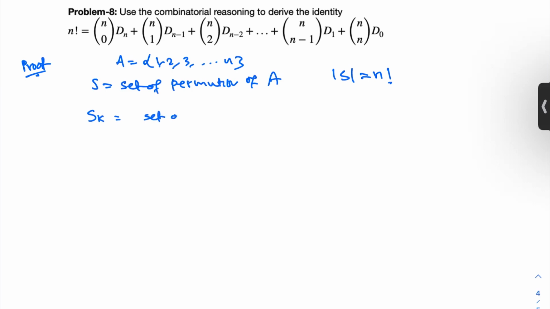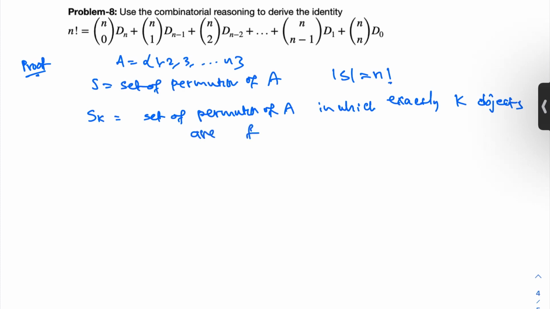Set of permutations of A in which exactly k objects, that means k numbers from 1 to n, are fixed exactly. Okay, so then the number of elements in Sk is going to be what?